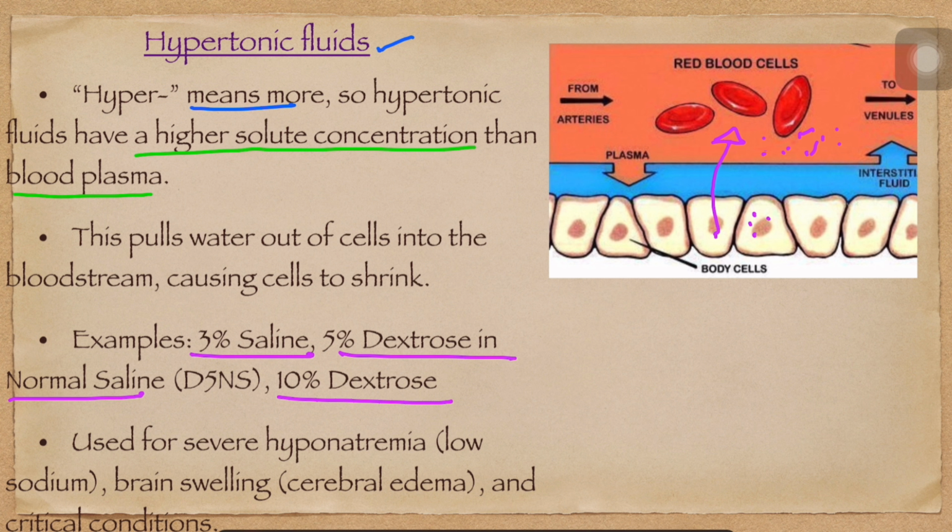This type of fluid, hypertonic fluid, can be used in case of cerebral edema. In cerebral edema, our treatment intention is to reduce the fluid from the body cells. So, when we give the hypertonic fluid, a fluid shift occurs from the brain cells into the blood vessel. Thus, the cerebral edema gets corrected.